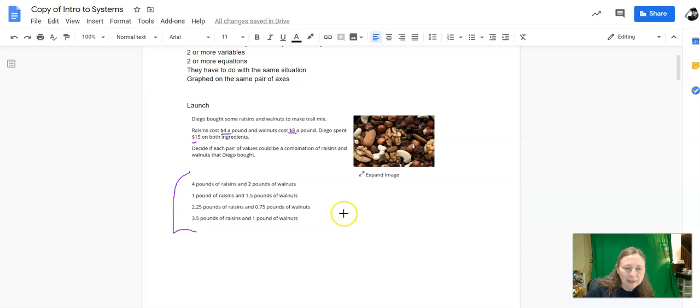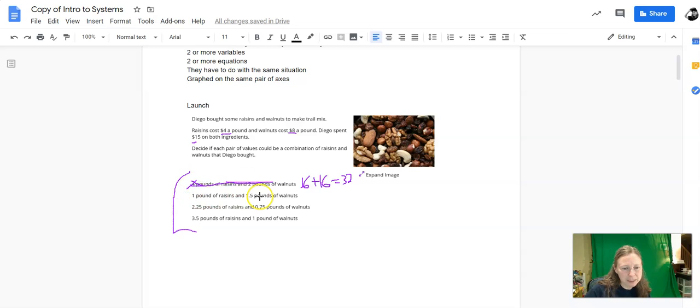Okay, and now you're probably back. So let's check your answers. If we bought 4 pounds of raisins and 2 pounds of walnuts, 4 pounds of raisins at $4 a pound is $16. 2 pounds of walnuts at $8 a pound is another $16. That is not $15, that is $32. So this pair of values does not match. That's no good. I'll put an X on it.